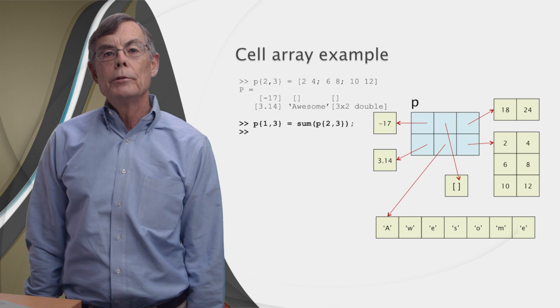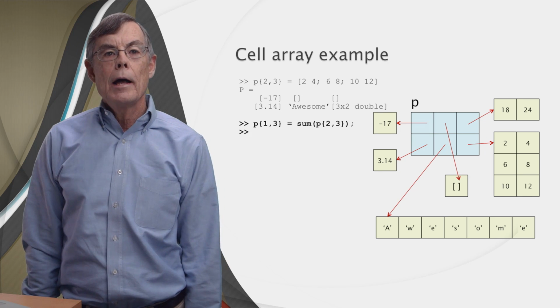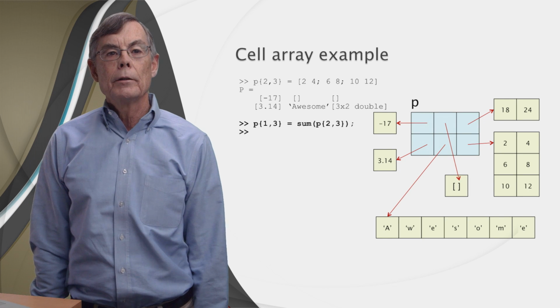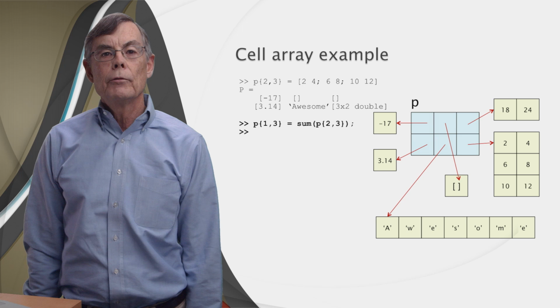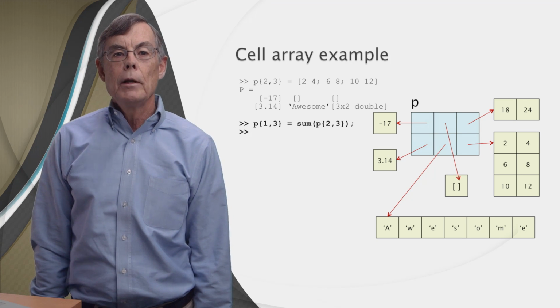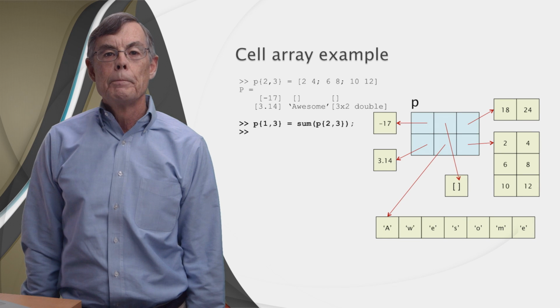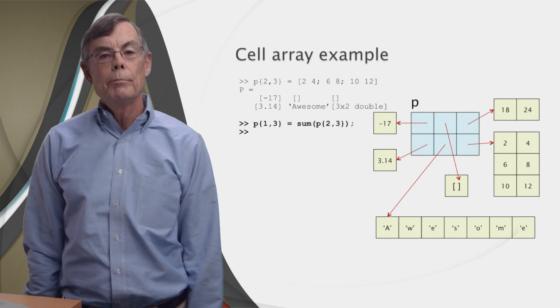That array is then input to sum, and sum does what it does with any array it receives. It adds up each of the array's columns and returns the sums in a vector. From this point forward, the process is the same as for the other assignment statements above. MATLAB allocates a new memory location to store the vector from sum. Then the address of that location is copied into the element 1,3 of P.